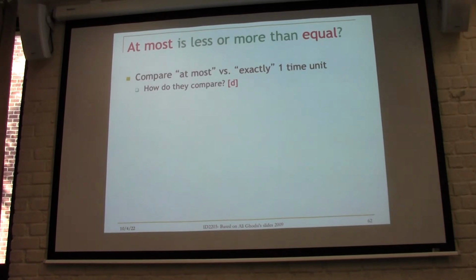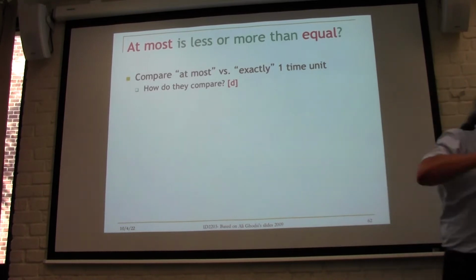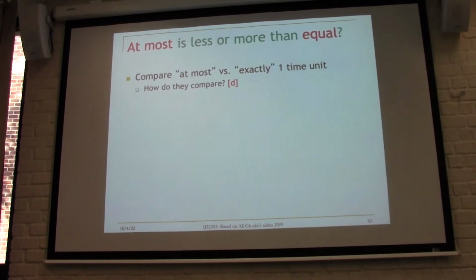Okay? So in this model, when we calculate the time, messages are taking at most 1 time unit. That means they take either 0 or 1. Now another model would say messages always take exactly 1 time unit and never 0. So let's compare those 2 models.